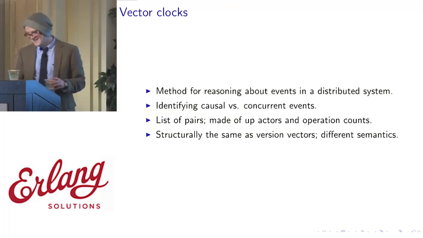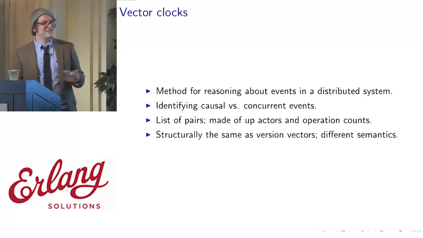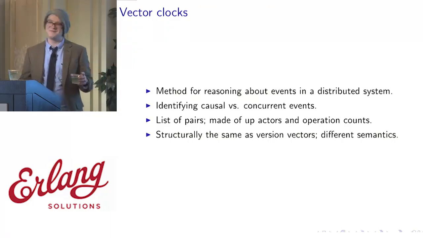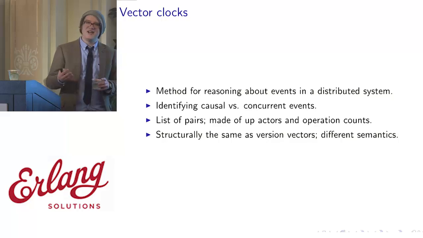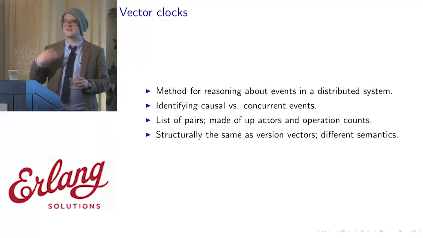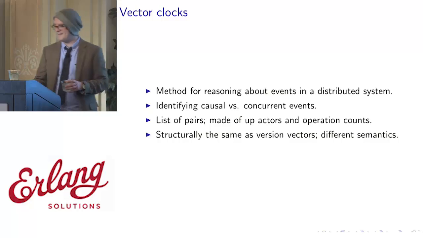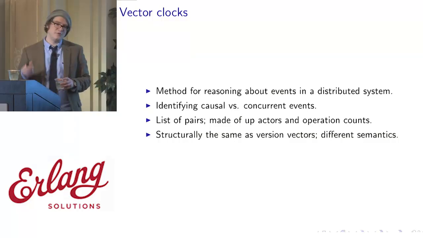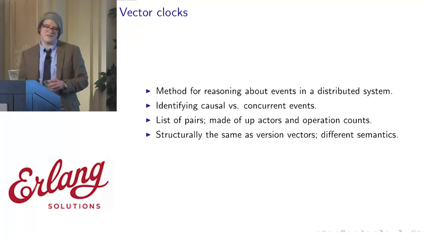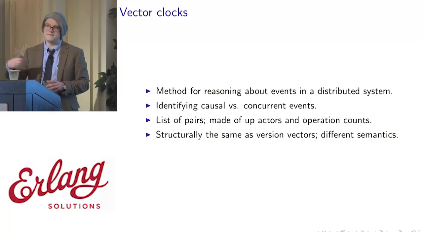We'll keep it quick. So what are vector clocks? Vector clocks are a method for reasoning about events in a distributed system. It allows you to identify causal dependencies or causality violations or things that are actually events that are really concurrent. And the way that it does this is you basically pass around a vector of these clocks. And these clocks basically have an actor identifier of somebody that's performing an action, and then it has an identifier of how many times they've performed an action.